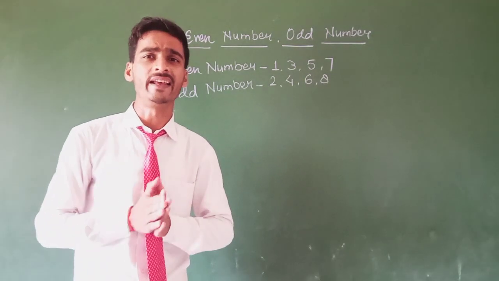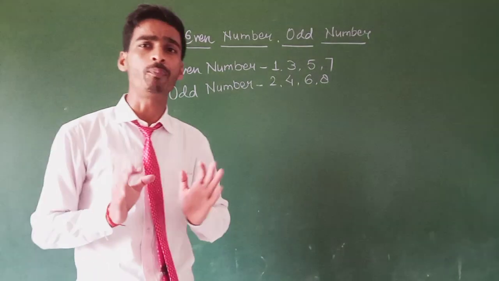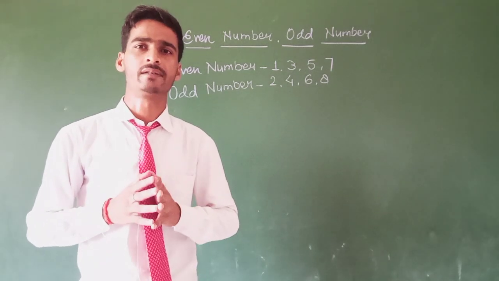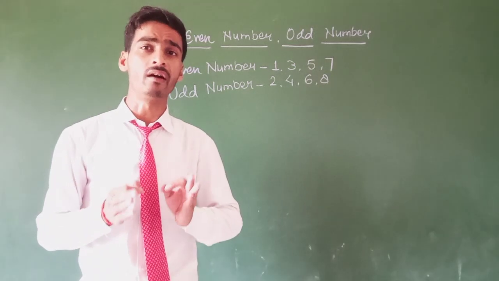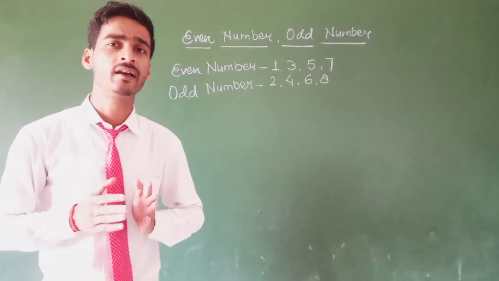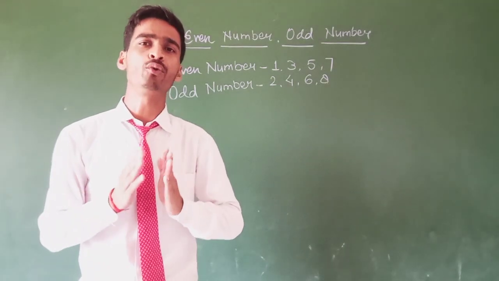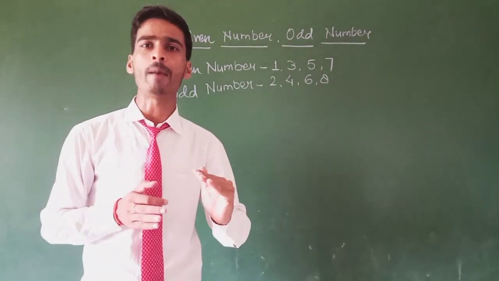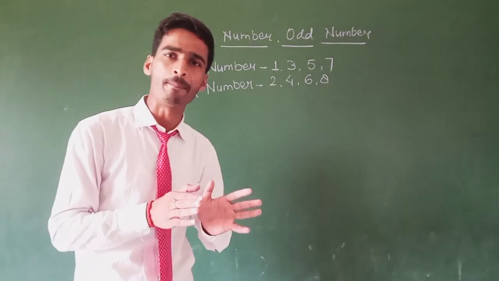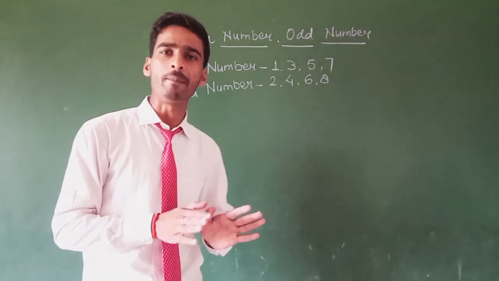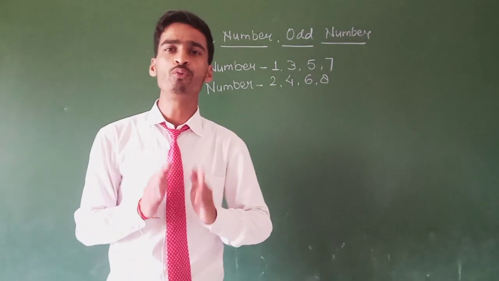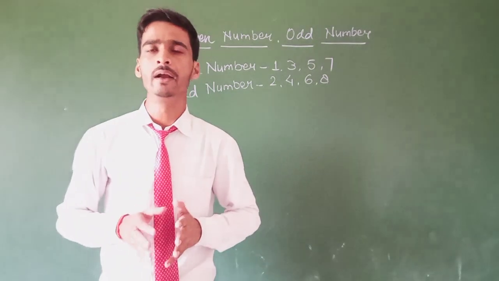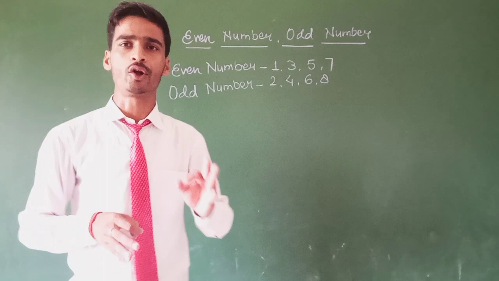In other words, you can say that numbers which can be paired perfectly are called even numbers. Paired perfectly means if you have 2 apples, then you can divide between 2 people, 1 and 1. If you have 4 apples, then you can divide 2. If you have 6 apples, then you can divide 3. If you have 8 apples, then you can divide 4. So numbers which can be paired are called even numbers, and numbers which can't be paired are called odd numbers.